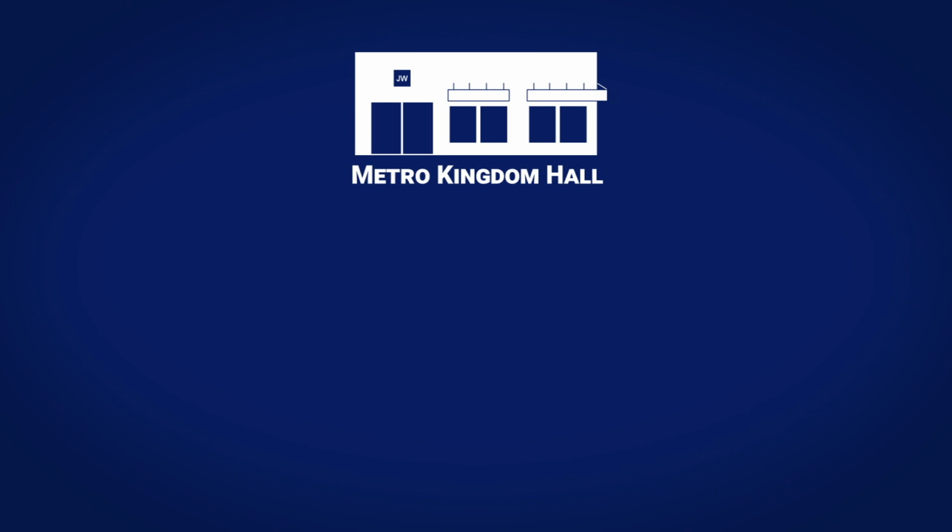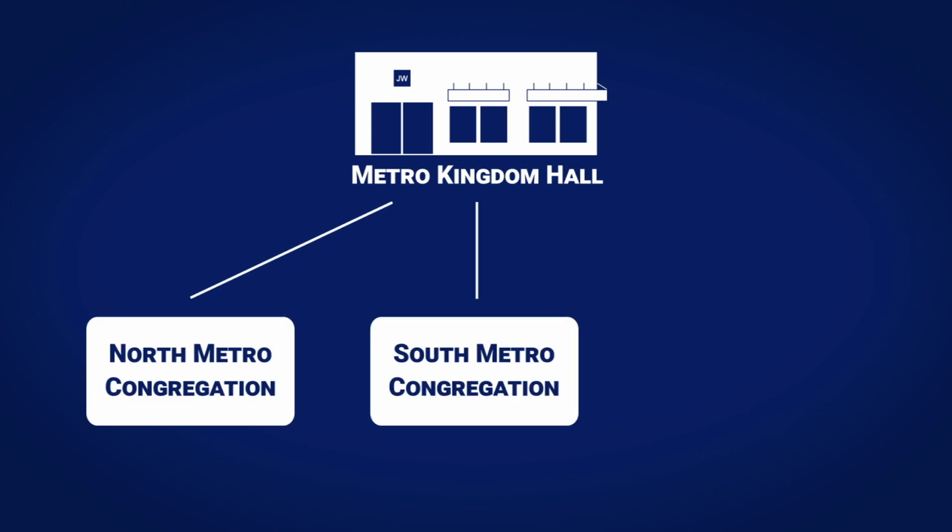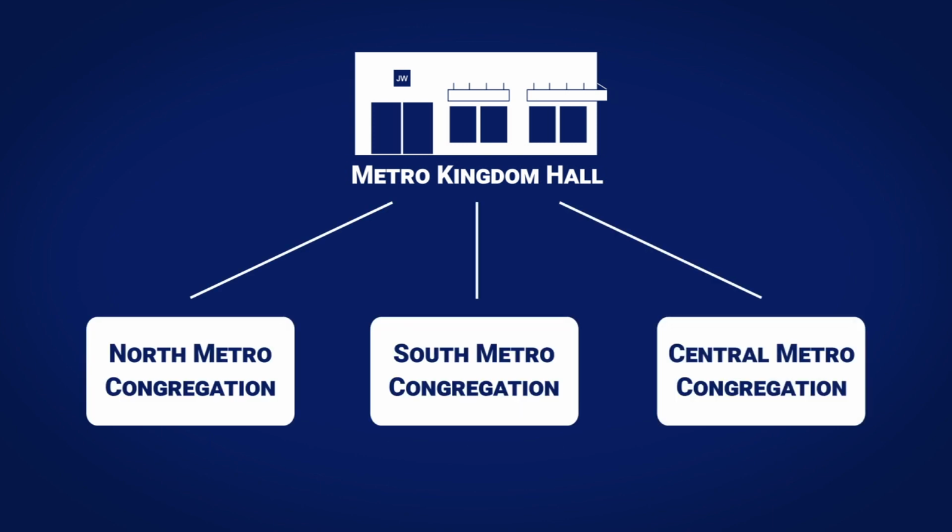The Metro Kingdom Hall is home to 3 congregations: North Metro, South Metro, and Central Metro. The South Metro congregation is the title-holding congregation. So after applying for tax-exempt status on purchases, the state issued the tax-exempt certificate in the name of the South Metro Congregation of Jehovah's Witnesses.